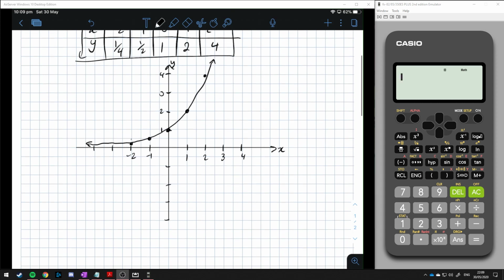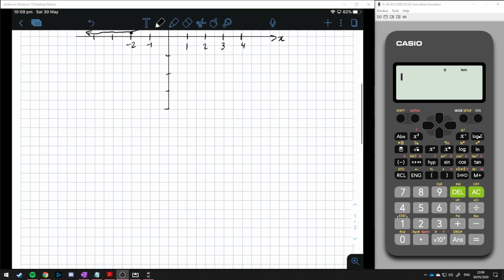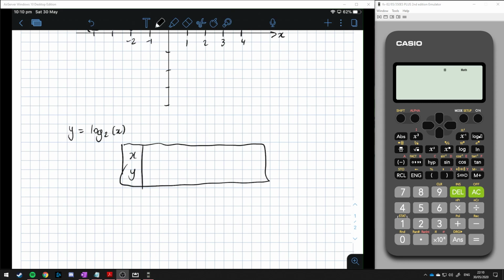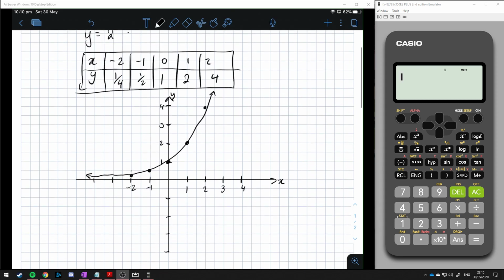So the other type of graph we're going to look at, if we're looking at y is equal to 2 to the x, is the graph y is equal to the log base 2 of x. So again, we're going to start off by putting a table of values. I'm going to put 5 values in this time, but let's have a think about our logarithm rules. We can only have logs when x is greater than 0, because if we put 0 or negatives in, we're basically saying, 2 to the power of what gives me an answer that is negative? And we know we don't get negative answers.